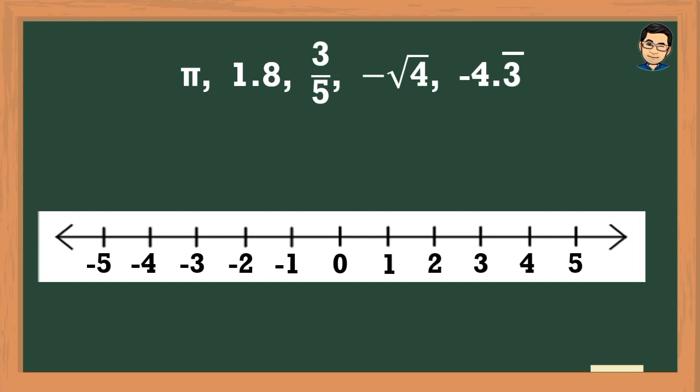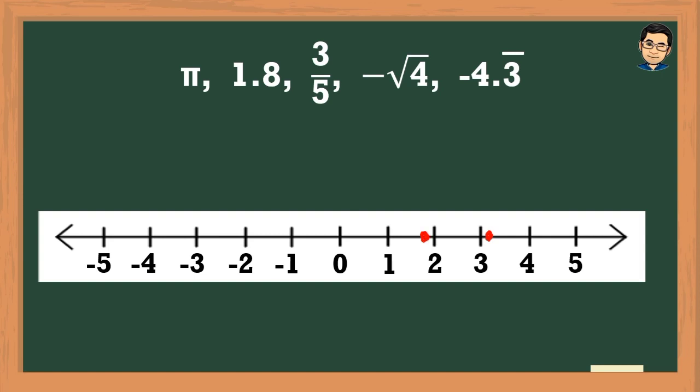So, ipa-plot ngayon natin yung ating mga given set of real numbers sa number line. So, yung pi po, the approximate value is 3.14. Ibig sabihin, nasa pagitan po ng 3 and 4. Positive 3 and 4. So, tantyahin lang natin. Ayan, dito banda. Next, yung 1.8 naman, sa pagitan siya ng 1 and 2. So, malapit na siya sa 2. So, pwede natin siyang ilagay banda dito.